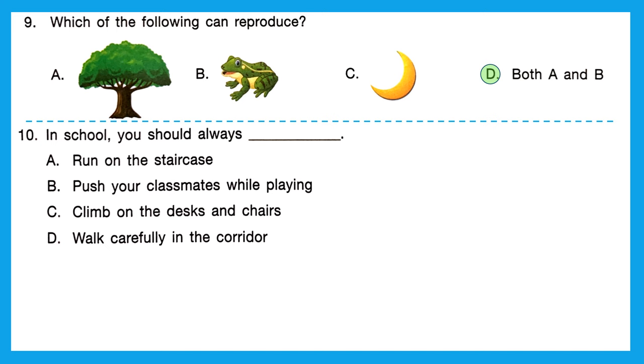Question 10. In school, you should always A, run on the staircase. Should we run on the staircase in the school? No. B, push your classmates while playing. Very wrong. Your classmates can get hurt. Option C, climb on the desks and chairs. No. They are meant for sitting and studying. So we should not climb on desks and chairs. Option D, walk carefully in the corridor. Yes, that is the right answer. Because in school, we should follow the discipline and we should walk carefully in the corridor.